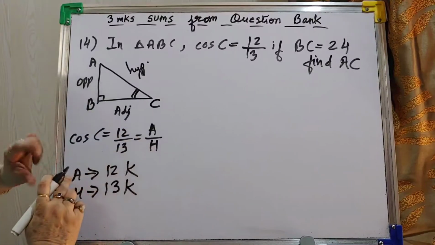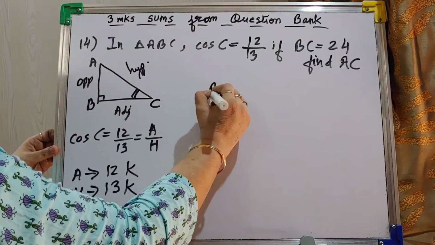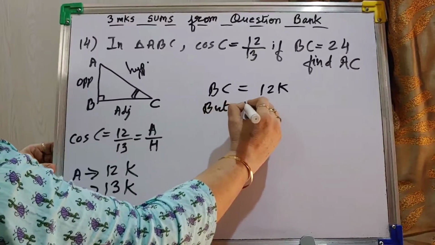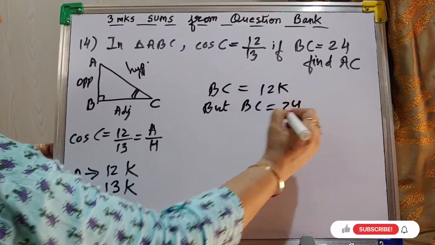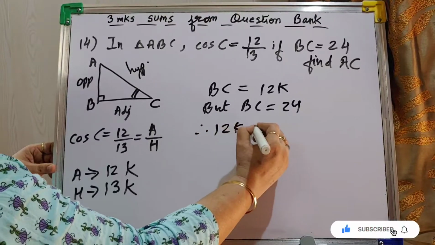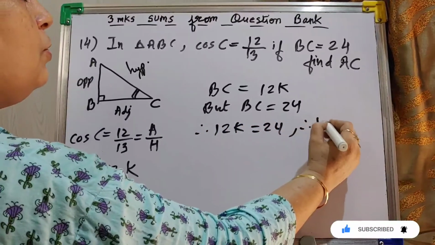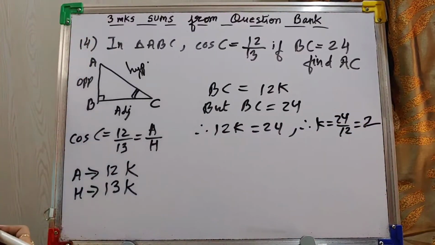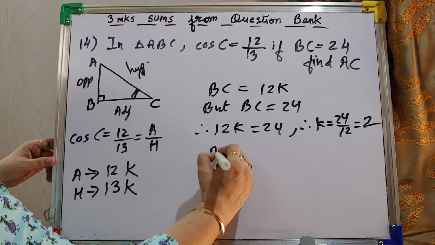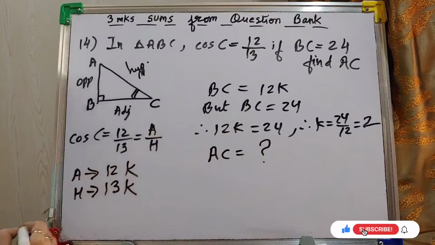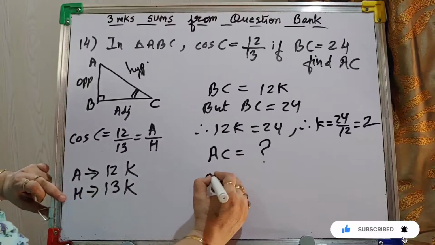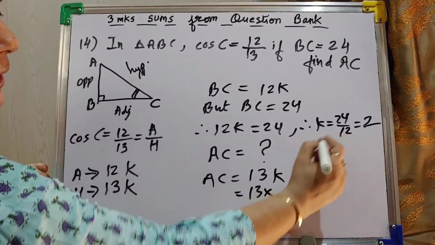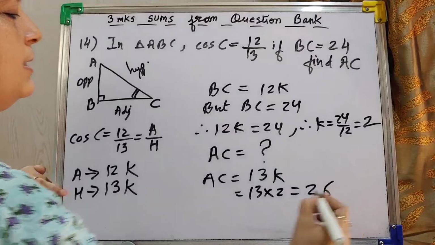Now adjacent side is my BC. So my BC is 12K. But how much is BC given? 24. When you compare, your 12K will be 24. So K will be 24 by 12. That is 2. Now hypotenuse. Hypotenuse is my AC. AC is asked. Now what is hypotenuse? 13K. So my AC is 13K. What is value of my K? 2. So my AC is 26.